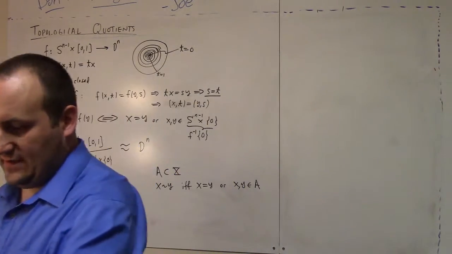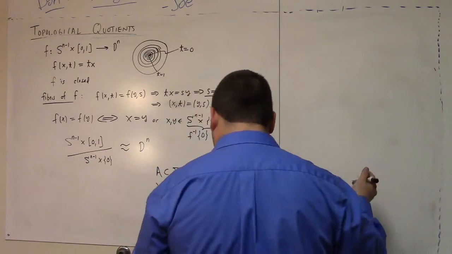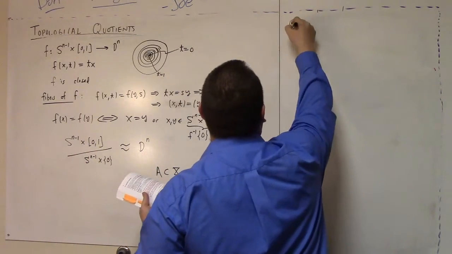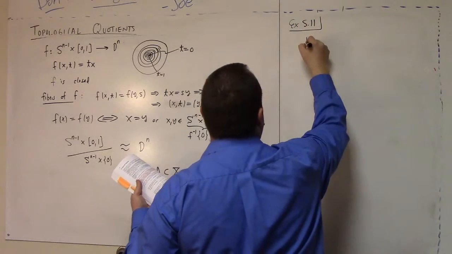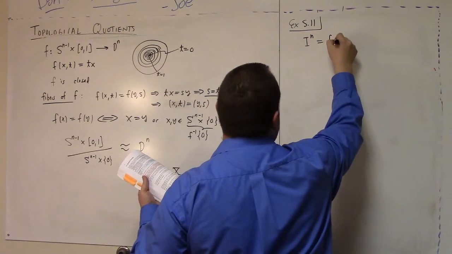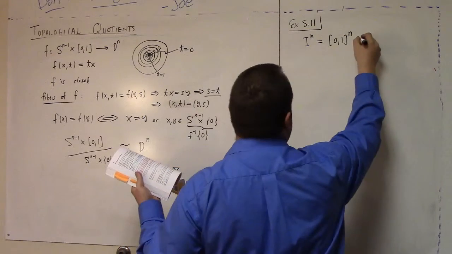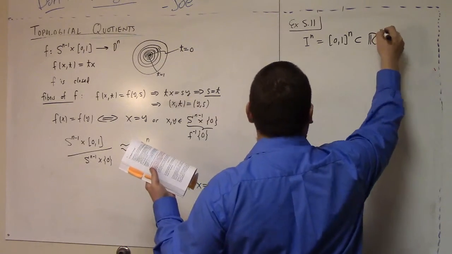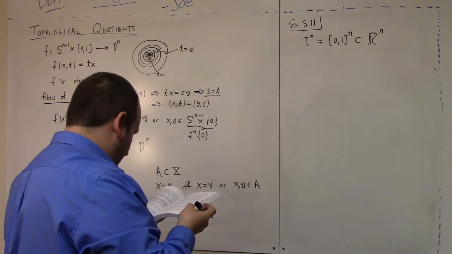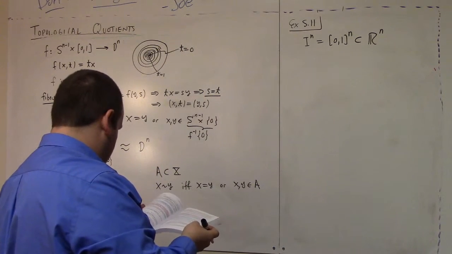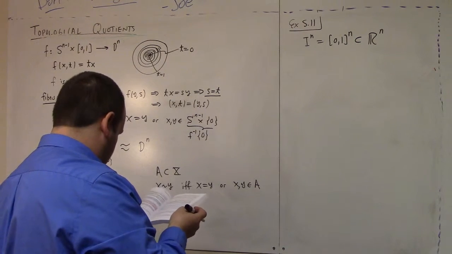All right, next example is nice. I like this example. The hypercube, example 5.11. The hypercube is what? It is I^n, which is the unit interval 0 to 1, Cartesian product n times. This is a subset, of course, of R^n. He says, contract its boundary to a point.